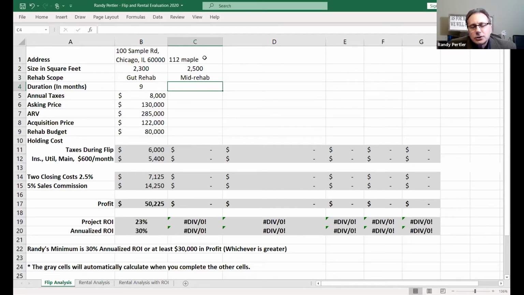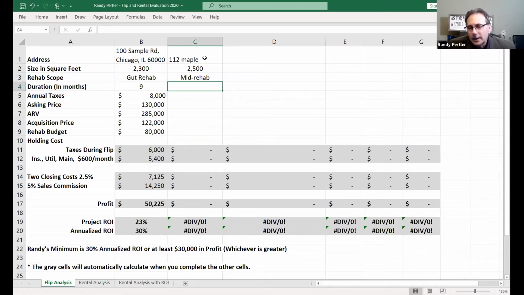So let's say this is in Chicago. It's not a full gut rehab where we're down to the studs, but we do require a permit. So that's going to be 3 months. And then it's going to take us at least 3 more months to get it ready on the market. So it's in the market in 6 months.